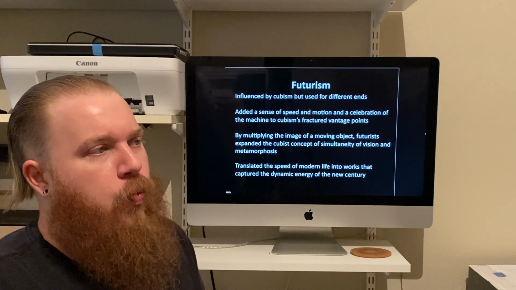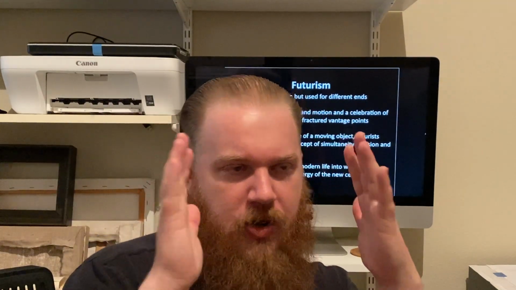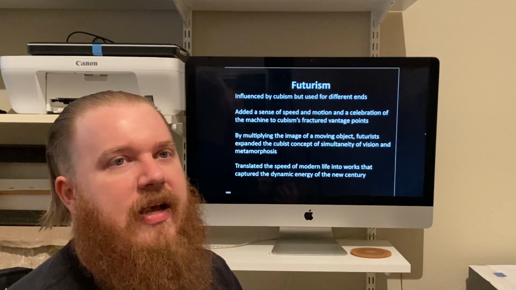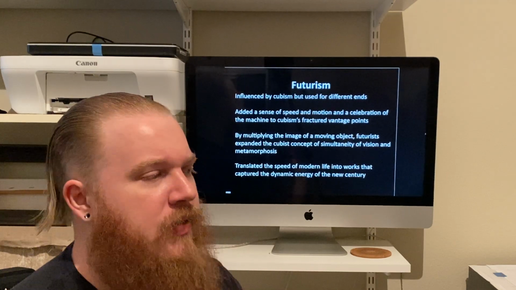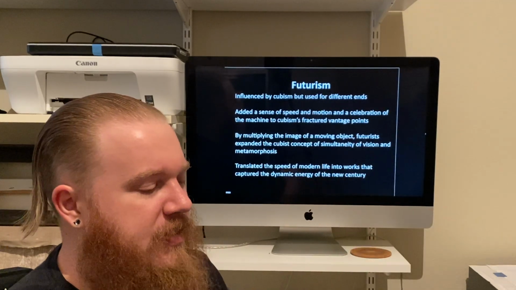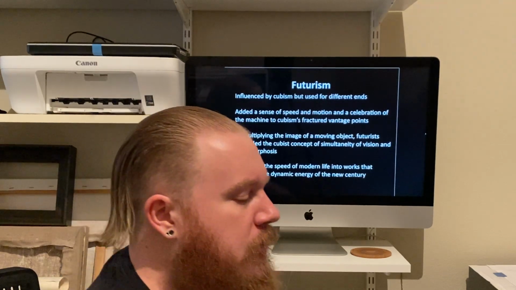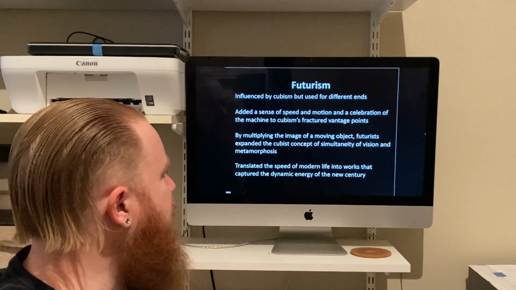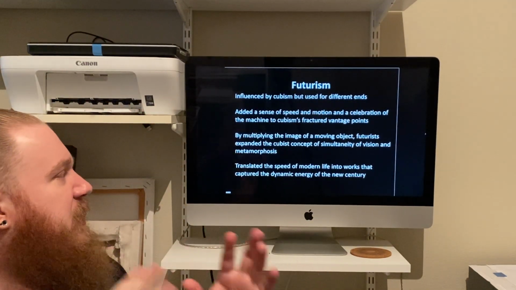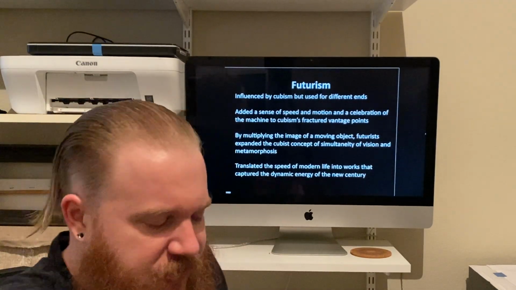So, when we're looking at the analytical Cubist works, we're trying to view a subject from straight on, from the side, from behind, all at the same time. Well, in this, we're trying to embrace that in an almost film-like way, trying to capture that simultaneity of vision at once, so that we're seeing movement in a still image, if you will. And that's the major aspect of this. So Futurism really begins to translate the speed of modern life into works that capture the dynamic energy of this new century, if you will.